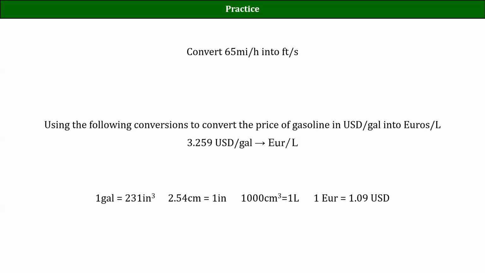We wanted to convert $3.259 in US dollars per gallon of gas into euros per liter. Anything different about that compared to what we just did? Not really, as long as we're given the right conversions, right? You need to know a conversion for euros to dollars, which again is also probably out of date at this point. But we can go gallons to liters.